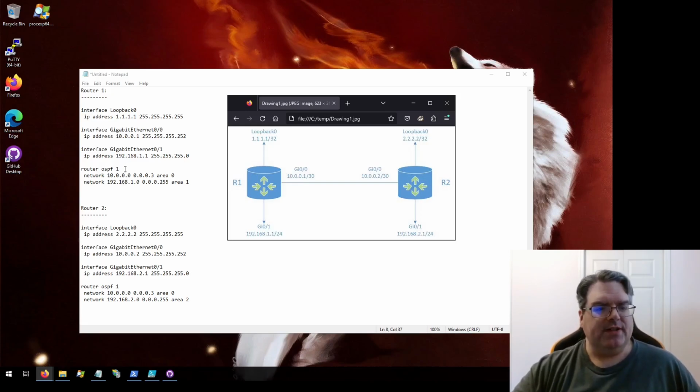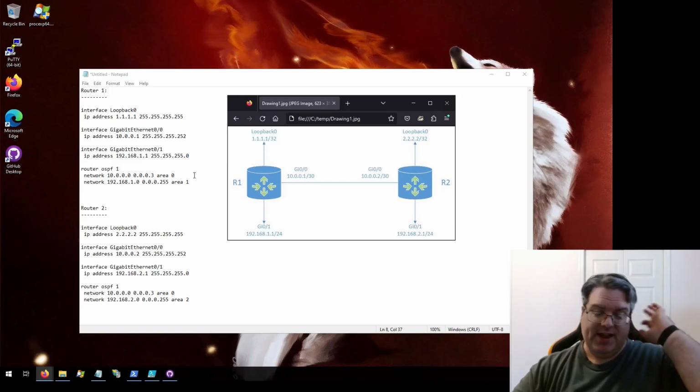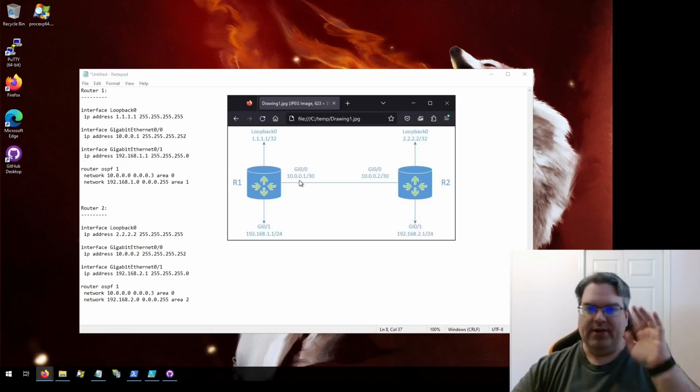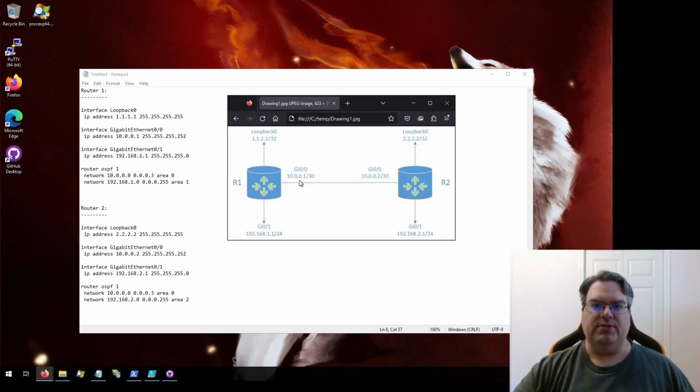Network 10.0.0.0 0.0.0.3 area 0. This is a standard network statement. This does 2 things. This says this particular network is a part of this area. It also tells OSPF to start talking on this network by default. There are ways that you can tell OSPF, I want you to listen but not talk. It's called passive interface. There are different ways of configuring that. I'm not going to go into that today because that would be way too much detail. We're trying to stick to basics here today.